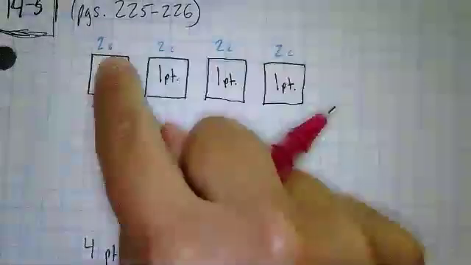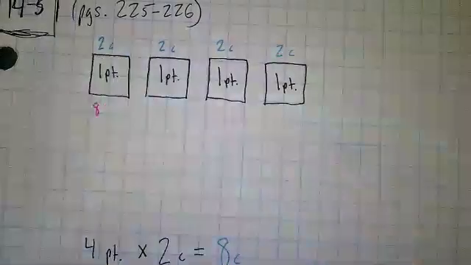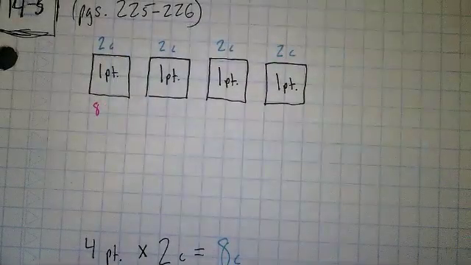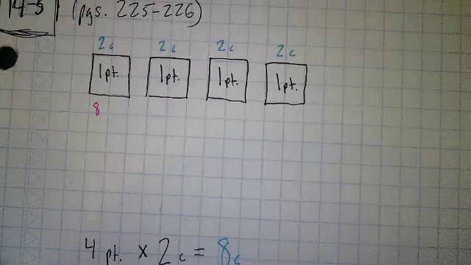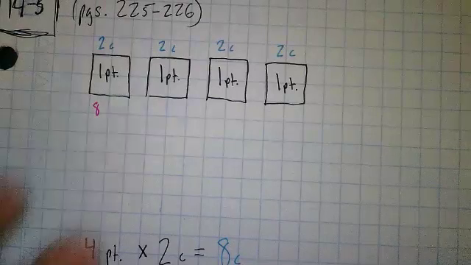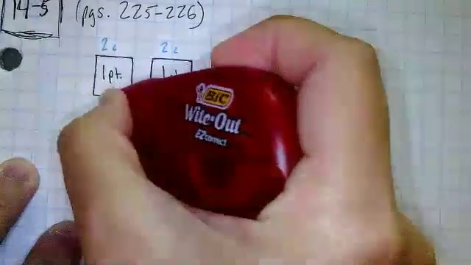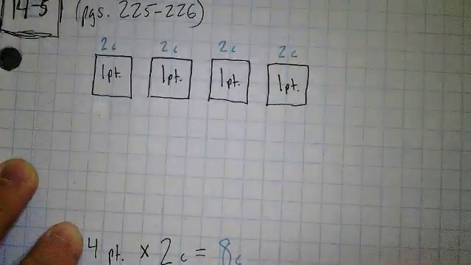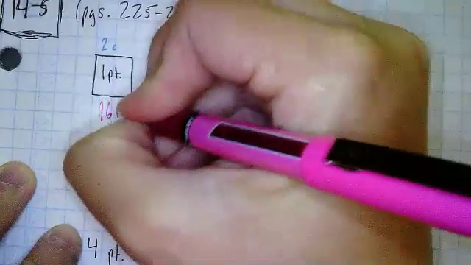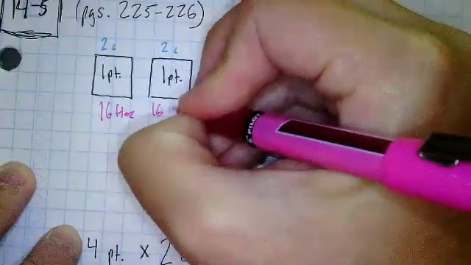Wait, each cup is 8 fluid ounces, sorry. So, if there are 2 cups in the pint, how many fluid ounces are in there? 16. Where is my whiteout? Oh, on my computer. Sorry about that. So, we have 16 fluid ounces in each pint here, right?